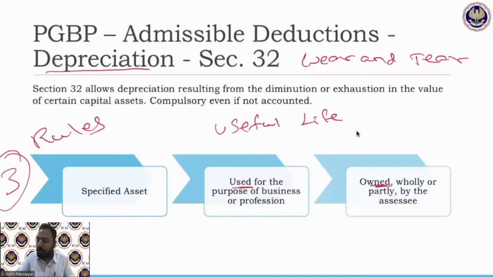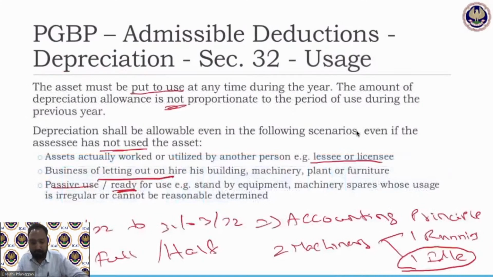So when you say owned by the assessee, he should be the legal owner. He should be the beneficial owner. It doesn't matter whether he is wholly owning or partly owning the asset. What matters is he must own the asset. Even in leasing the asset, the owner of the asset is the one who actually owns it. The other person is only using it, so he is not the owner. Even in that case, depreciation can be claimed only by the person who actually owns the asset. Clear?